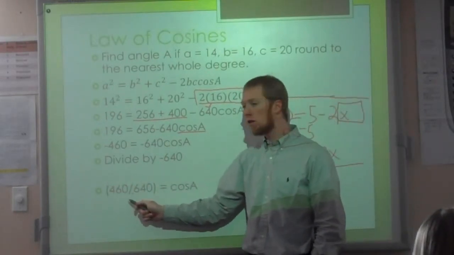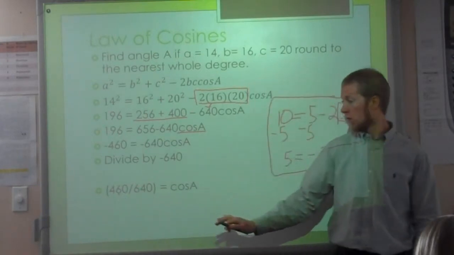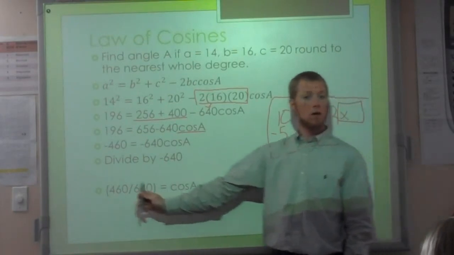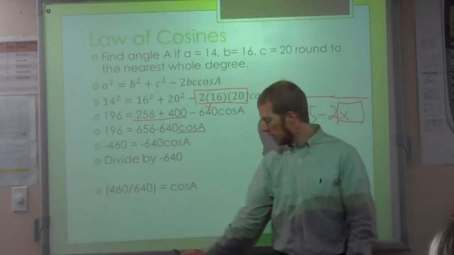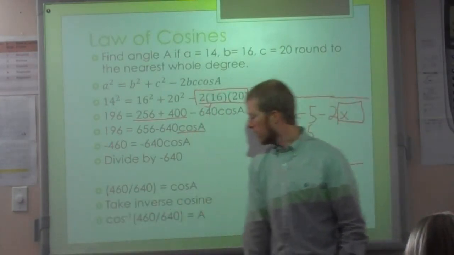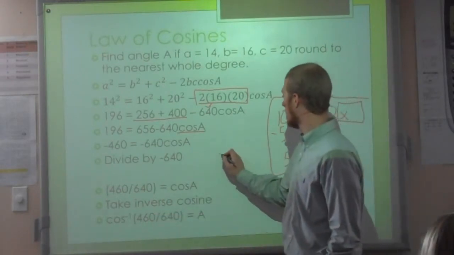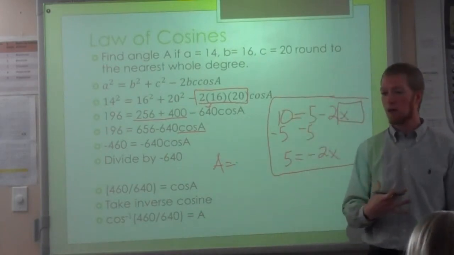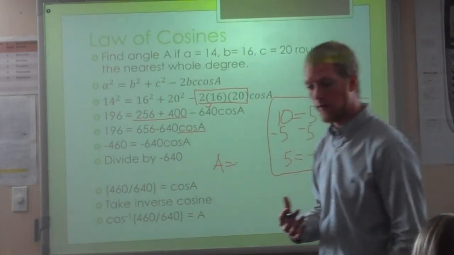Absolutely. Would it change my answer? No. Do I have to reduce it? No. What I have to do now is recognize that this is the cosine of some angle equaling a ratio. When we have that, we have to take the inverse cosine, which looks like this. I take that, I put it into my calculator. Everybody try that just to make sure that you're still doing well with inputting information into your calculator. Okay? Always make sure you're in degree mode here.